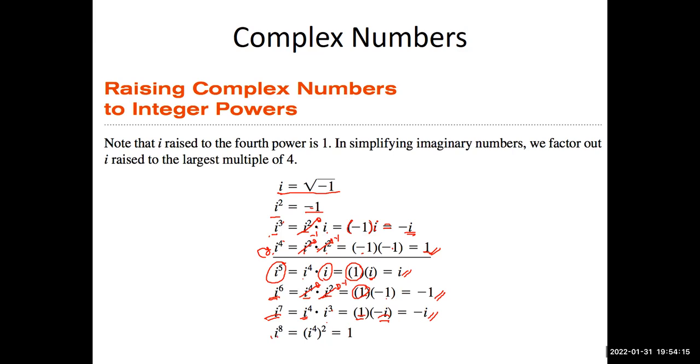Okay? So how about i raised to 8? Okay? So i raised to 8 can also be written as i raised to 4, raised to 2. But we all know that i raised to 4 is equal to 1. Okay? So this is 1. Then 1 squared, 1 multiplied by 1 is equal to 1. Okay? So that is now how you raise complex numbers to an integer.